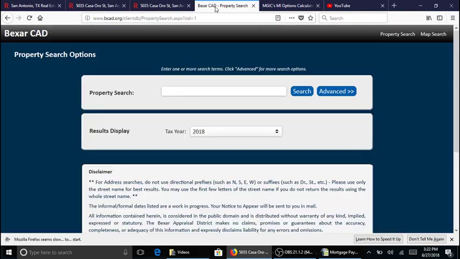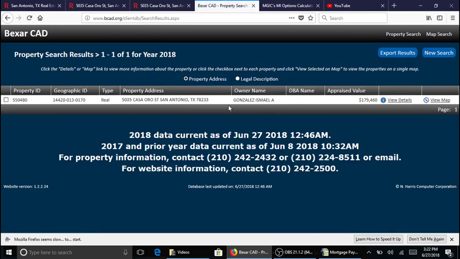So simply do a Google search for Bexar County Assessor's Department, or Assessor's Division, I'm sorry, and then you type in the address of the property. So it's going to be 5035 Casa Oro. Just hit search for 2018. You don't have to do anything in the text here. Alright, so this person owns it.